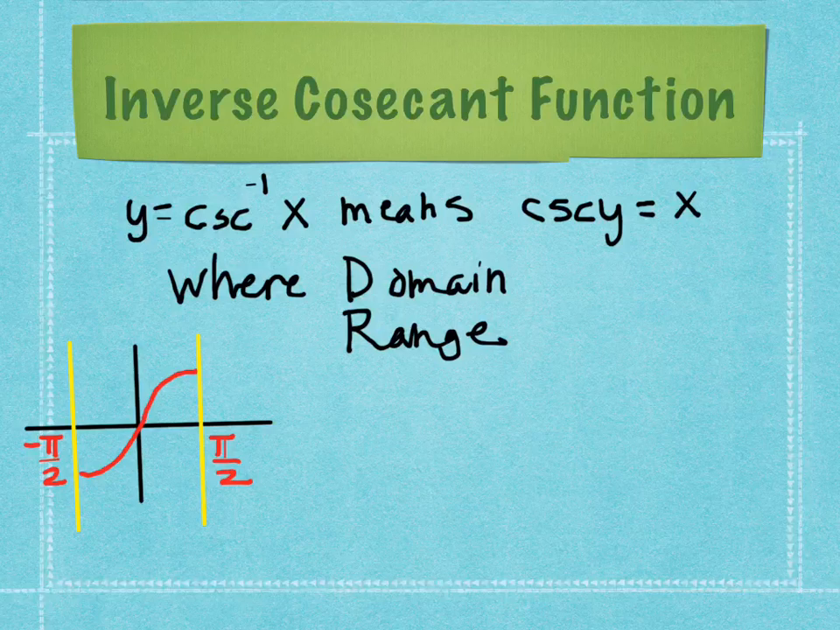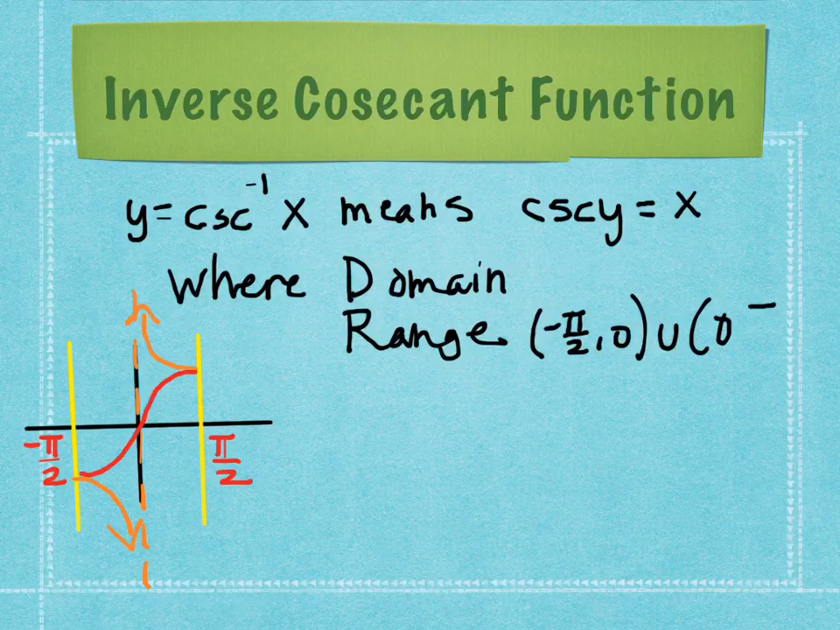And then the graph for cosecant looked like this and like this on those portions, and it had an asymptote through the y-axis. So the domain for this graph, the one that I've drawn, is actually from negative pi over 2 to pi over 2, and you have to leave out the x equals 0 value. So that will be the range for cosecant inverse. So my range goes from negative pi halves to 0, union 0 to pi halves.